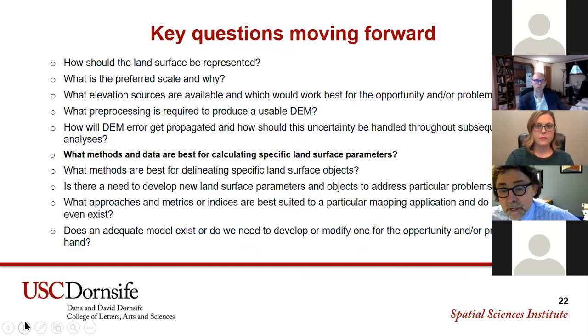What methods and data are best for calculating specific land surface parameters? What methods are best for delineating specific land surface objects? Is there a need to develop new land surface parameters and objects to address particular problems? What approaches and metrics or indices are best suited to a particular mapping application, and do methods even exist? And does an adequate model exist, or do we need to develop or modify one for the opportunity or problem at hand? None of those questions can be answered by you pecking around a software platform. None of them can be answered by the supporting application, probably for most of the software platforms.